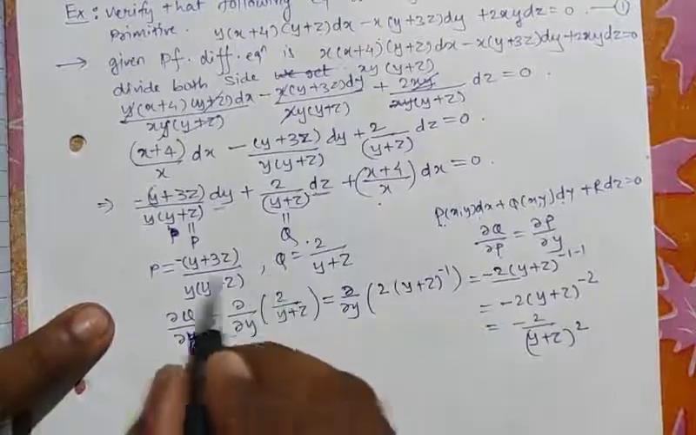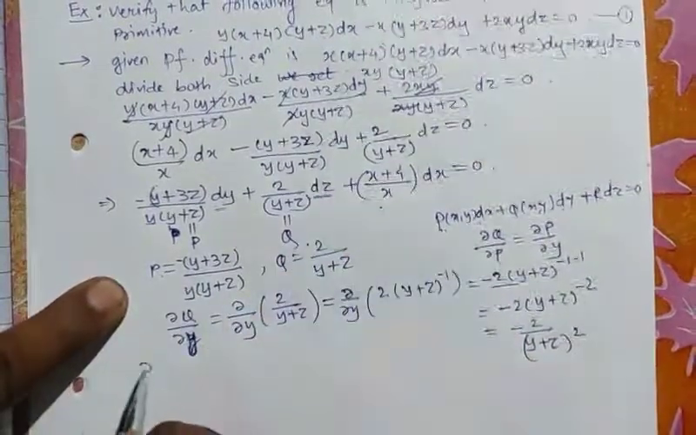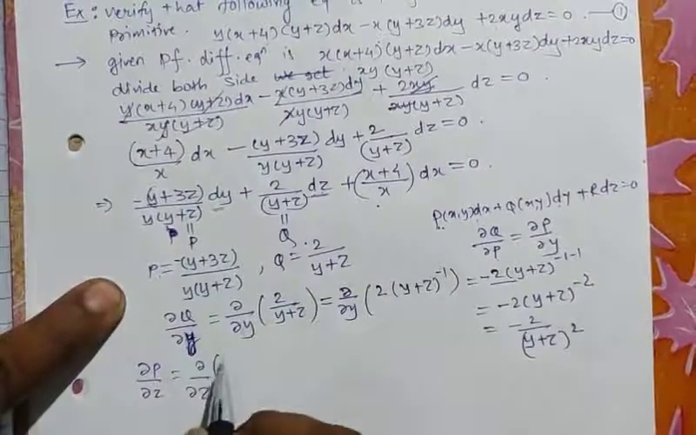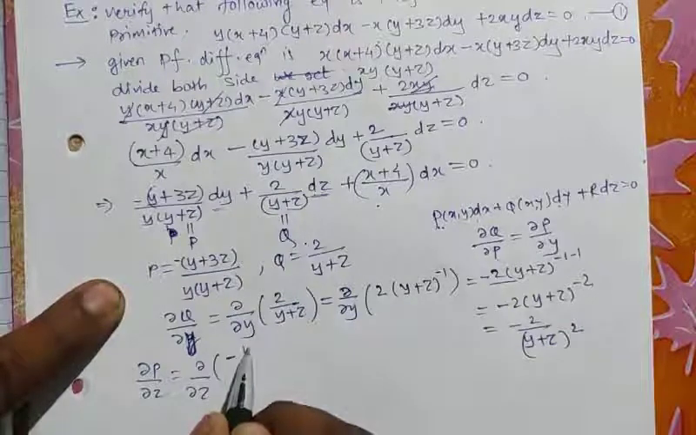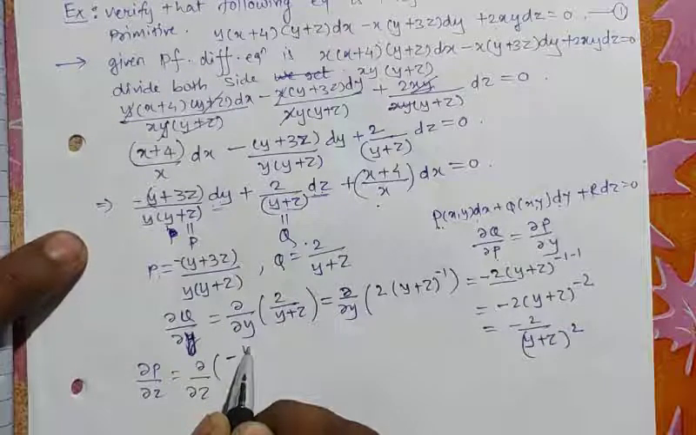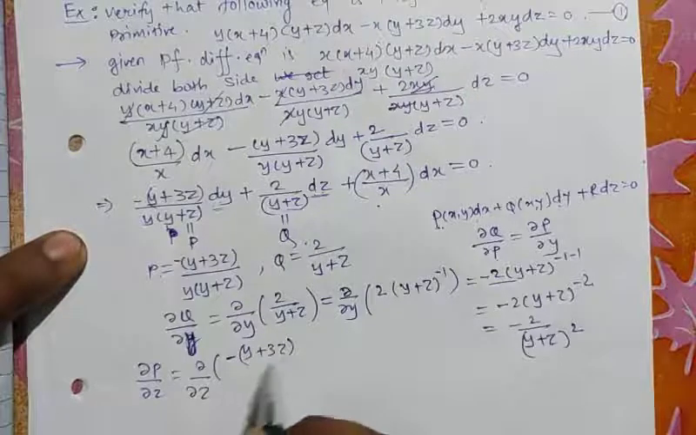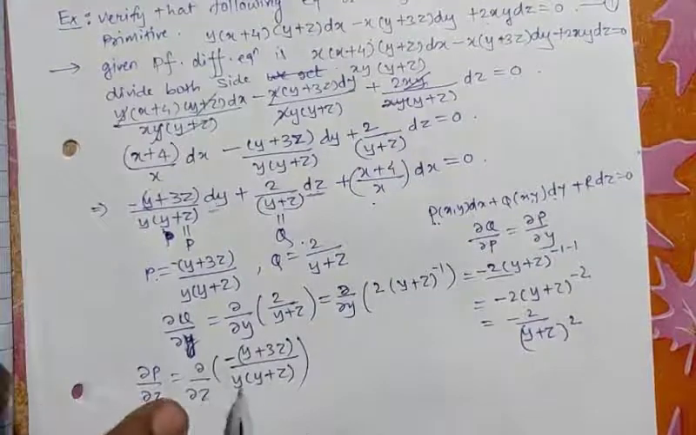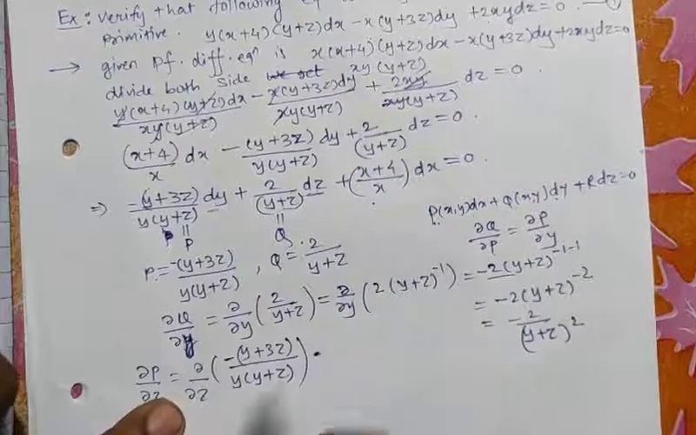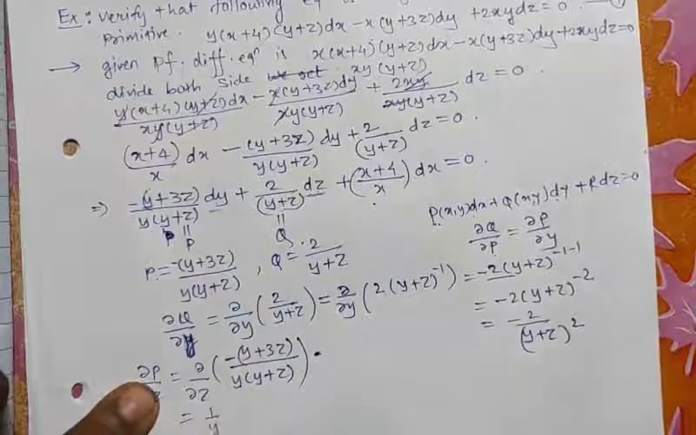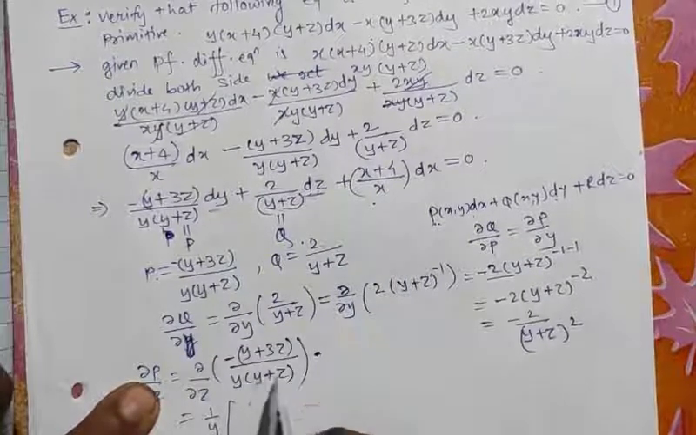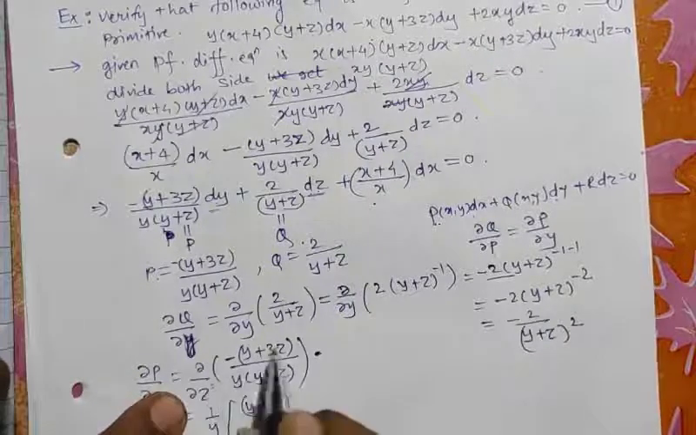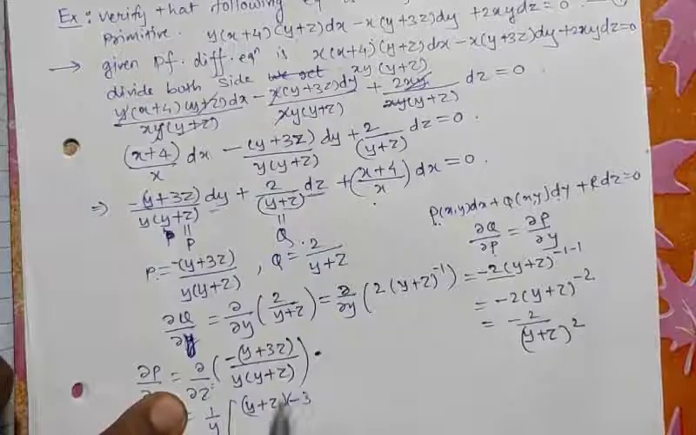Next, ∂P/∂z is equal to ∂/∂z of the value of P, which is −(y+3z)/(y(y+z)). We take the derivative with respect to z, so y will be as it is, because y is constant here. So 1/y, and by using the u/v rule, (y+z) into the derivative of (y+3z) with respect to z, which is 3.